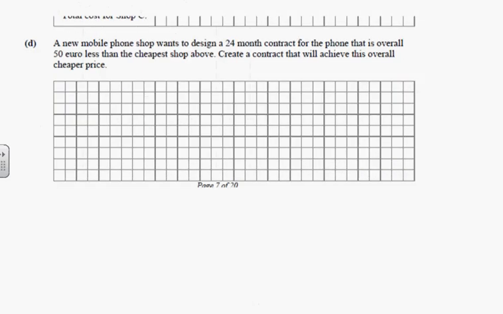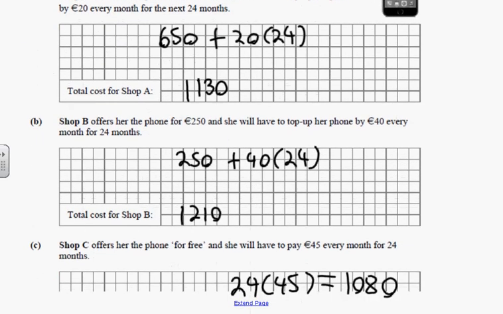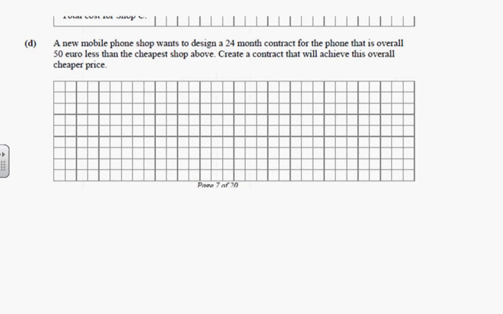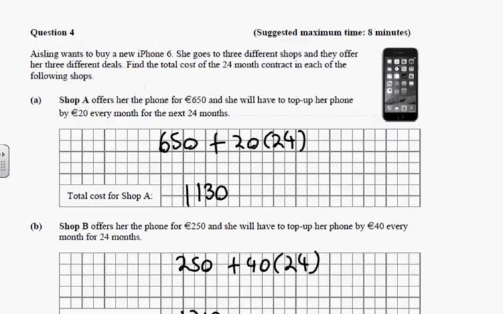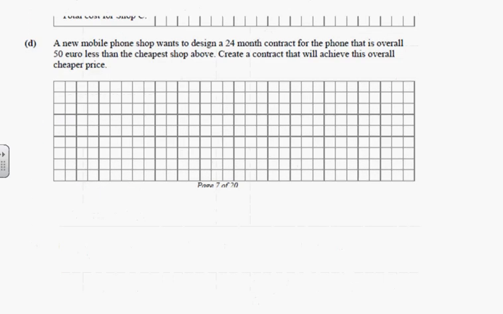Now, that's all they wanted from that, was it? Indeed, that's it. A mobile phone shop wants to sign a 24-month contract for the phone that is overall €50 less than the cheapest above. Create a contract so that this will happen, okay? So, what's the cheapest one again? 1,080. So our new phone will cost 1,030.